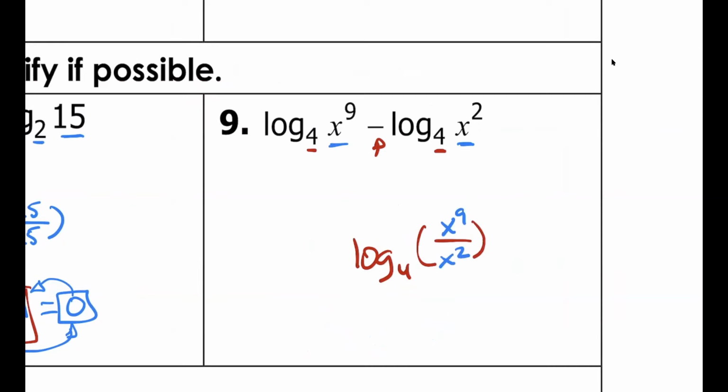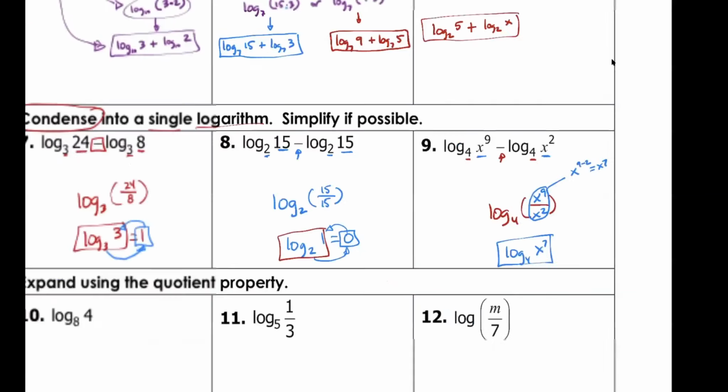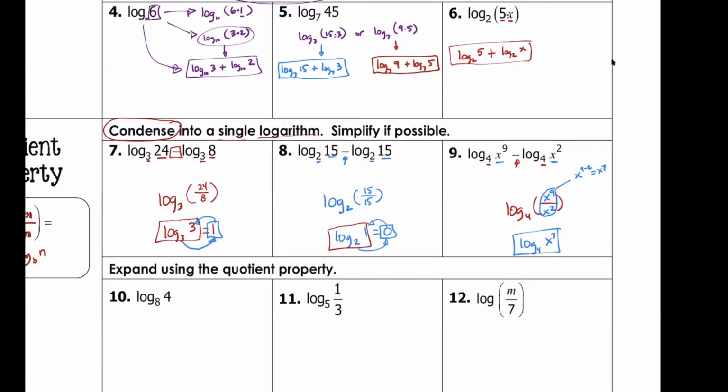Oh, crazy. So now we have a quotient and a quotient. So X to the 9th divided by X squared. Remember that rule we talked about? When I have the same base, what do we do to the exponents? We subtract them, right? So this becomes X to the 9 minus 2, which is X to the 7th. So this becomes log base 4 of X to the 7th. Any questions on the quotient rule? Condensing using the quotient rule.